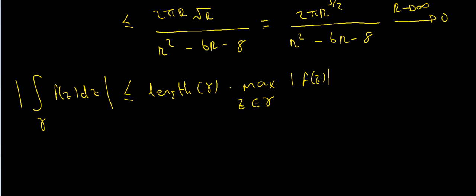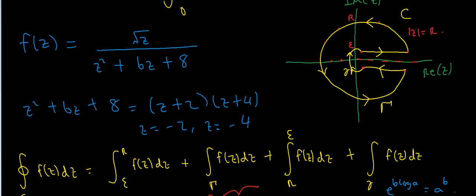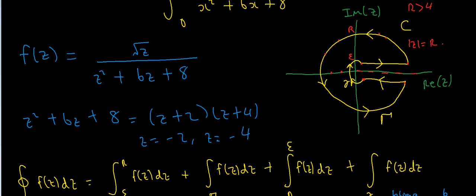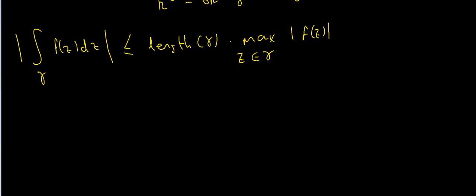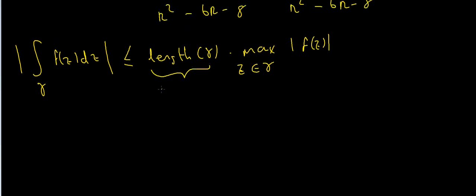Well, the length of gamma: if I look at my diagram again, little gamma is this little circle here, and it has radius epsilon. As usual, this is not quite a complete circle, so whatever its length is, it's going to be less than 2 pi epsilon, because if I complete this circle, its circumference would be 2 pi epsilon. So this is going to be less than or equal to 2 pi epsilon. Now let's deal with the maximum of this function.